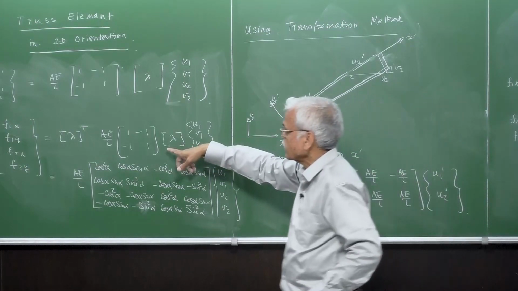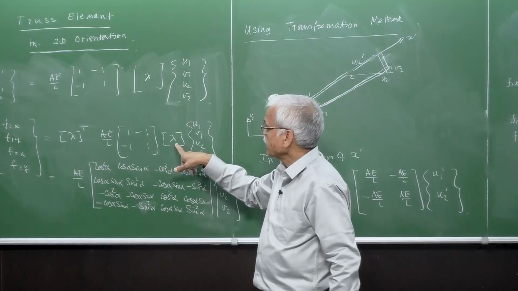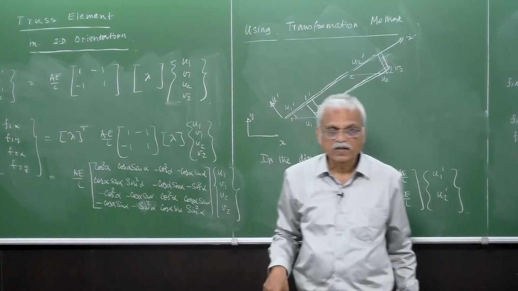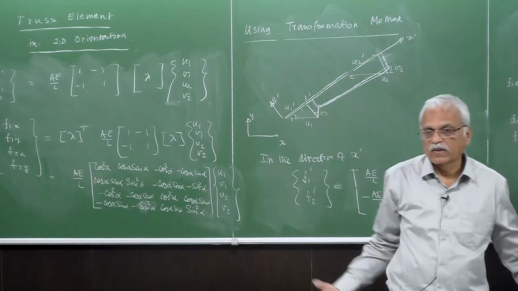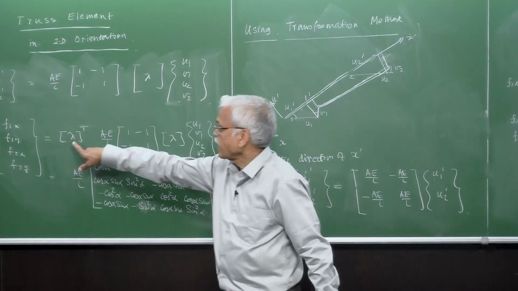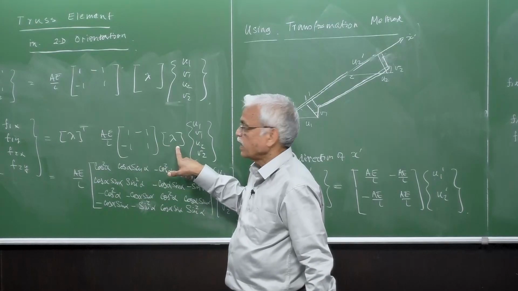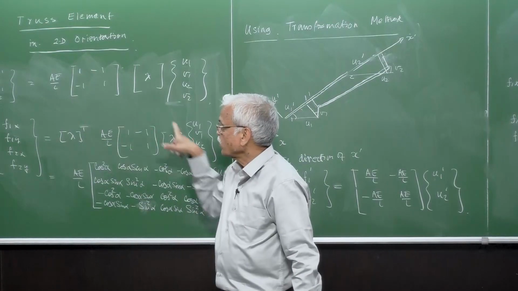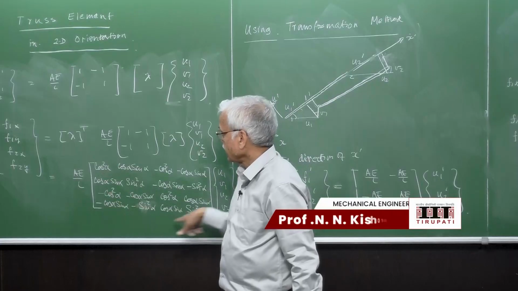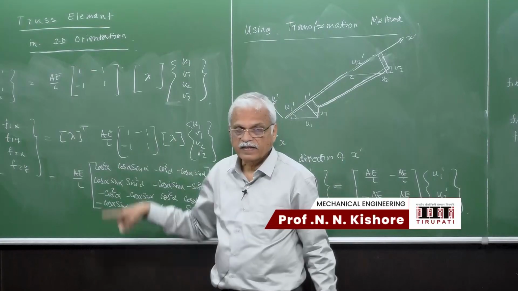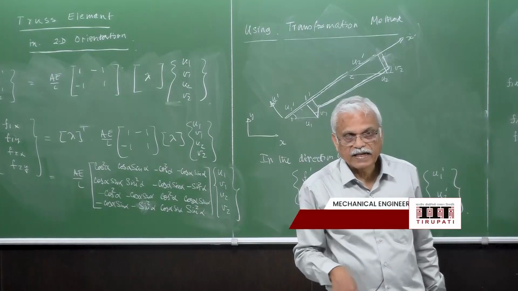The only thing required here is deriving this transformation matrix lambda. Once you know lambda, it is lambda transpose times the stiffness matrix in the axial direction multiplied by another lambda. Together that gives you the stiffness matrix in the original xy direction.